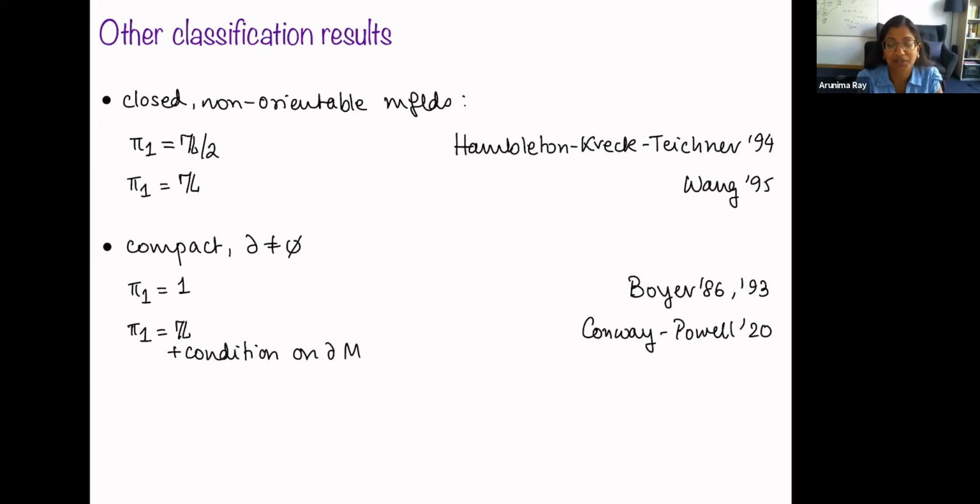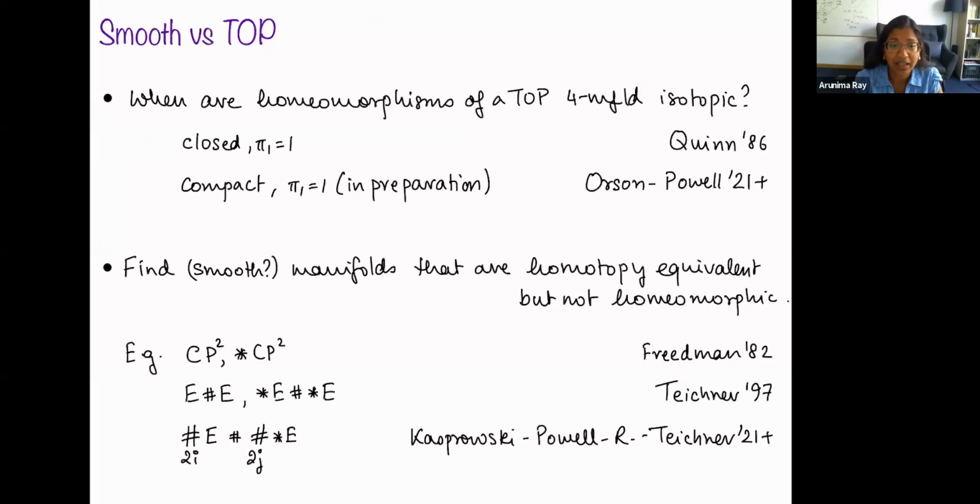So here are a bunch of classification results in the topological category. Smooth manifold topologists, go and find some exotic phenomena given this context. There are other questions in this vein. I'm not going to spend too long on this, but you might ask, when are homeomorphisms of a topological four manifold isotopic? And once again, some of this work is extremely current, with people thinking about this sort of question.